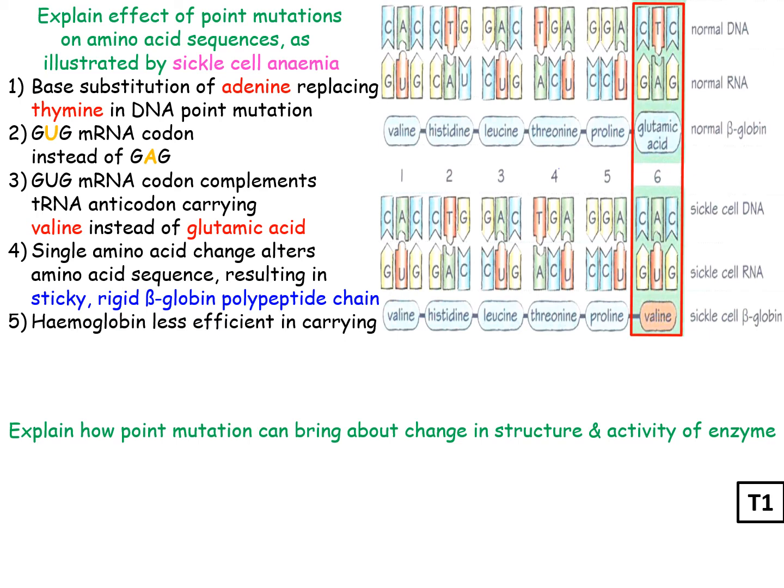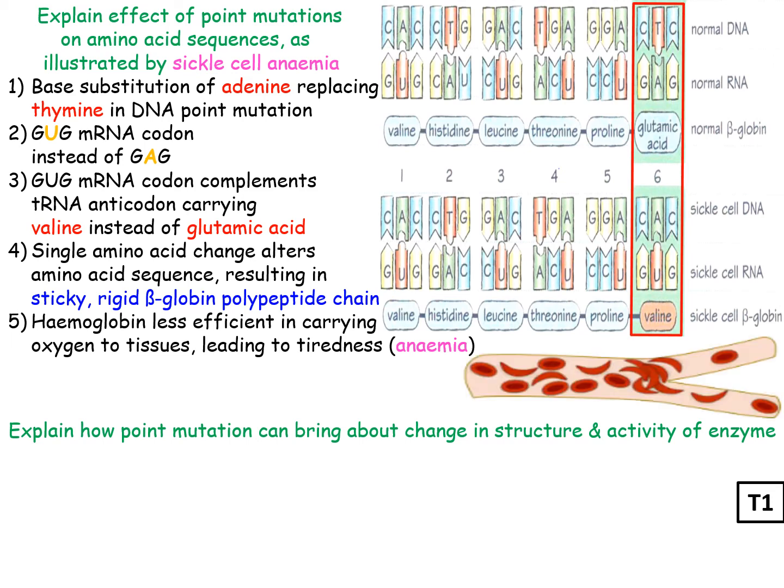Therefore, hemoglobin is less efficient in carrying oxygen to tissues, and because it's less efficient at carrying oxygen, this leads to somatic cells, body cells, receiving less oxygen, so less energy can be released in respiration. So there's going to be more tiredness, which is known as anemia, and that's why it's called sickle cell anemia.